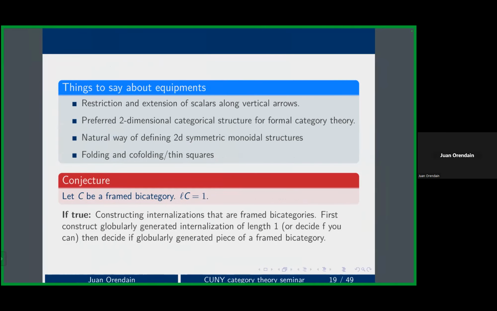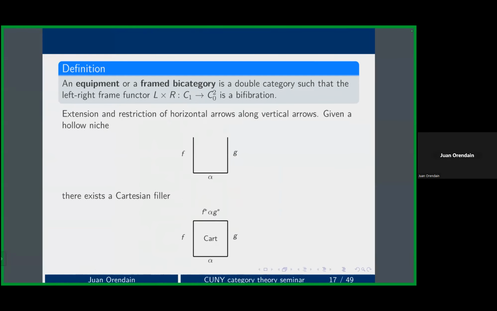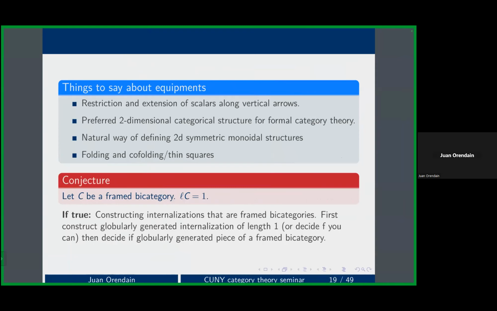All right, now there are a couple of things to say about equipments. They give you a restriction and an extension operation of scalars along vertical arrows. Basically, if you have an arrow alpha and you have F and G morphisms, the top arrow of the Cartesian square you think of as the restriction of alpha along F and G. Now the opfibration part will start with a niche where the alpha is on top. Then you get a bottom arrow, and that will be the extension of alpha along F and G. So that's basically what a framed bicategory will give you.